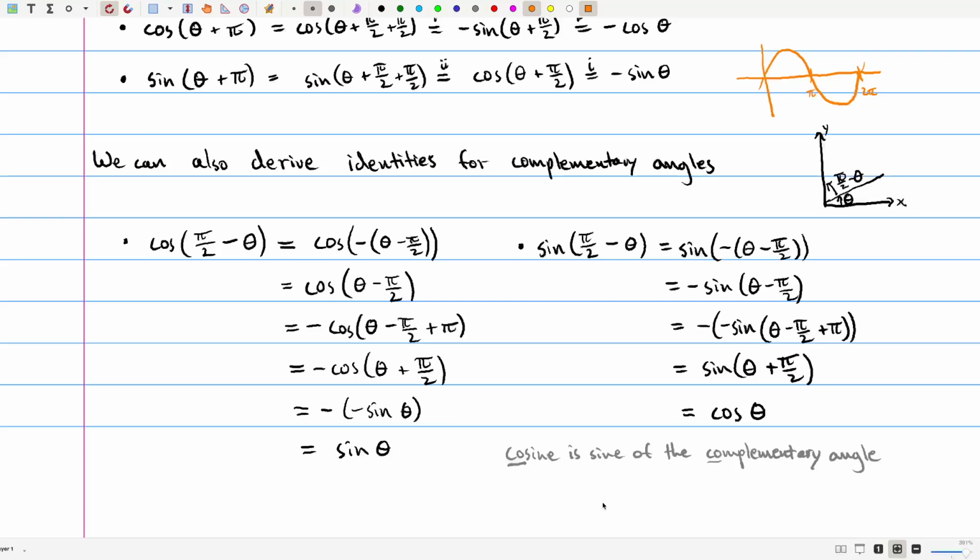Okay, so this was a few basic trigonometric identities. In a future video, we'll go on and explore some more of these.